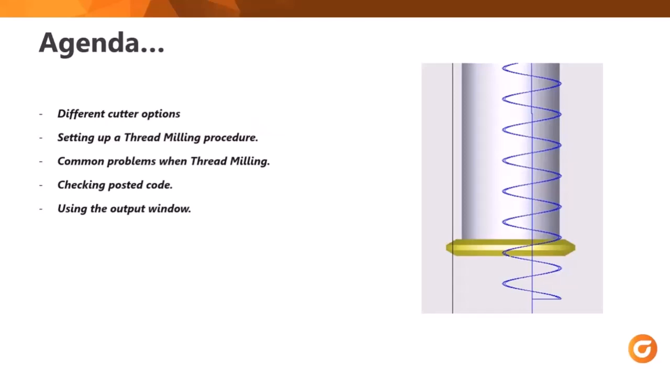Today we'll be covering the different cutter shapes and how to set them up, defining and setting up thread milling procedures and sequence, common problems that folks run into when setting up these procedures, how to check the posted code and make sure that your post is correctly set up for this type of procedure, and using the output window to diagnose troubles if you're having trouble with your procedure.